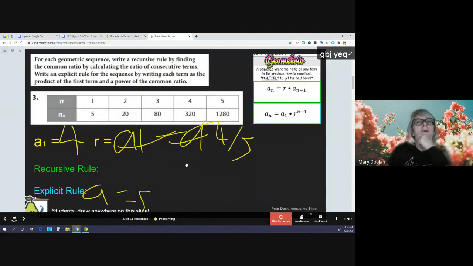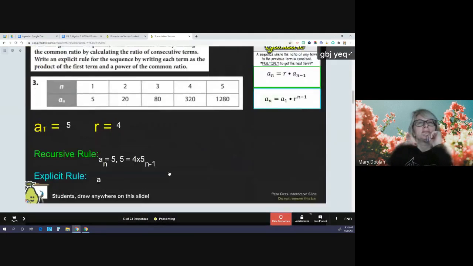I don't know what that says. That looks like 4/5. 4. Okay, so here we go. First term is 5. Common ratio is 4 because 20 divided by 5 is 4. Yes. And the recursive rule, oh, this must have taken a lot of time.